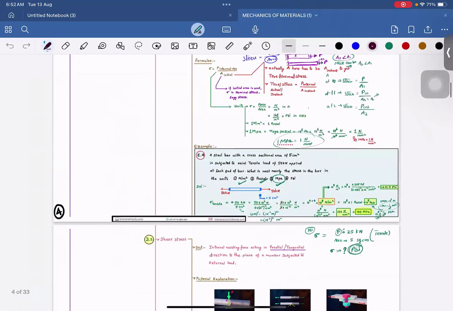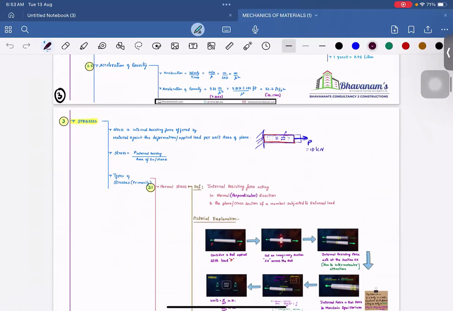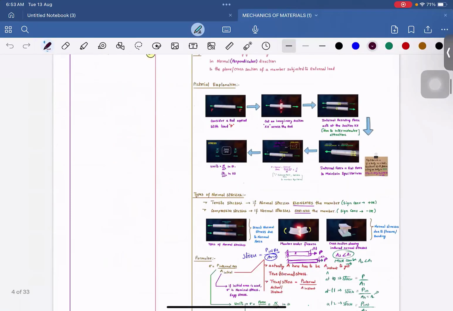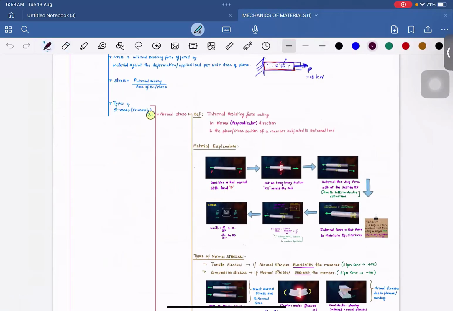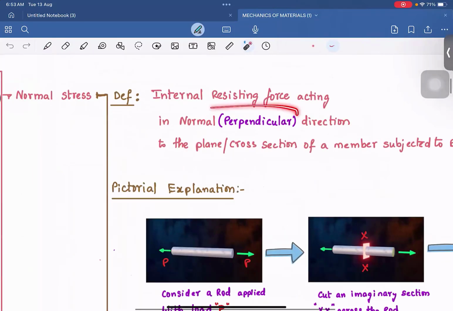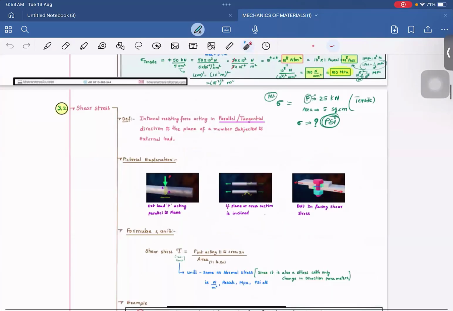I have shown you the example through the normal stress. And for normal stress, you can forget everything, just remember one word: normal means perpendicular. That's the only thing you have to remember. The stress that acts in the perpendicular direction is normal stress. Next, we have only 10 minutes left.